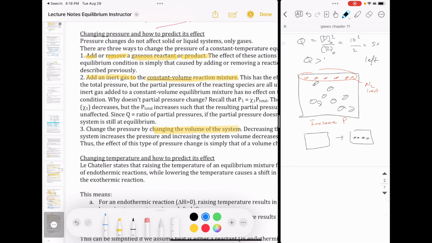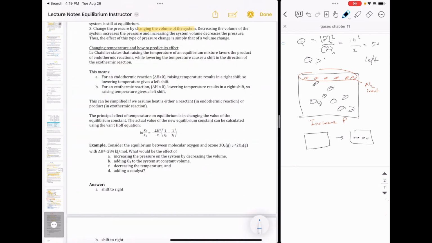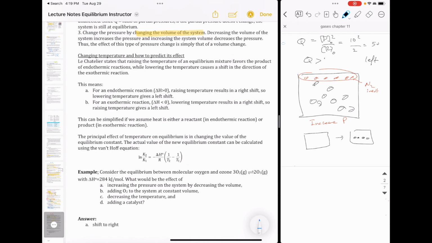Because of that, the system is still at equilibrium and there is not going to be any shift when you're adding an inert gas. The last parameter we can change is temperature. So let's say we heat it up or we cool it down, okay? What temperature affects is energy.